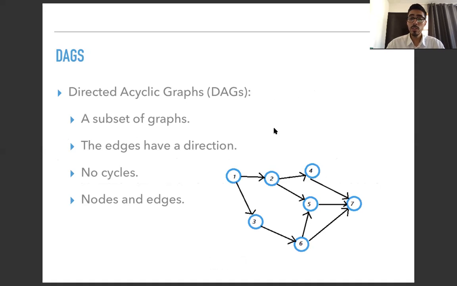DAG. Right. So as the name says, it's a graph. It's a subset of graphs. And the most important thing to notice here is that it has a direction. So we start in a place with our data, and then we do a process, and then we move to the next process, and then to the next process. But we don't have any cycles. So the data will never come back to the first process or to a process that it has already undergone.